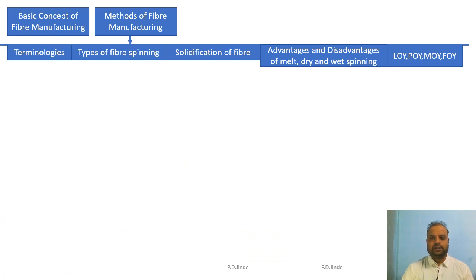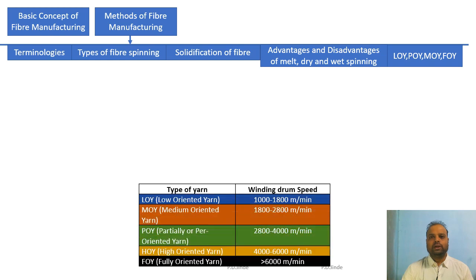Winding speed decides the orientation of the polymeric chains in the filament. Different winding rates produce different molecular orientations and hence different types of yarn. There are 5 different types of yarn that can be created. The only difference between them is the molecular orientation.